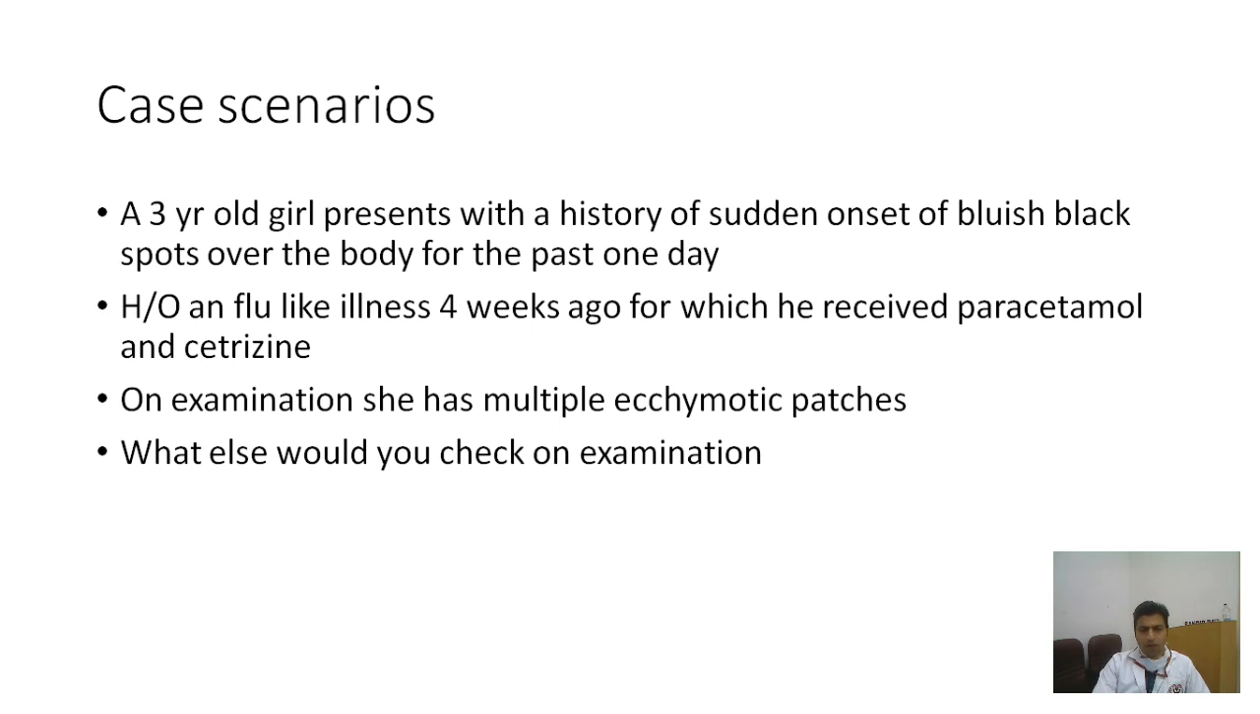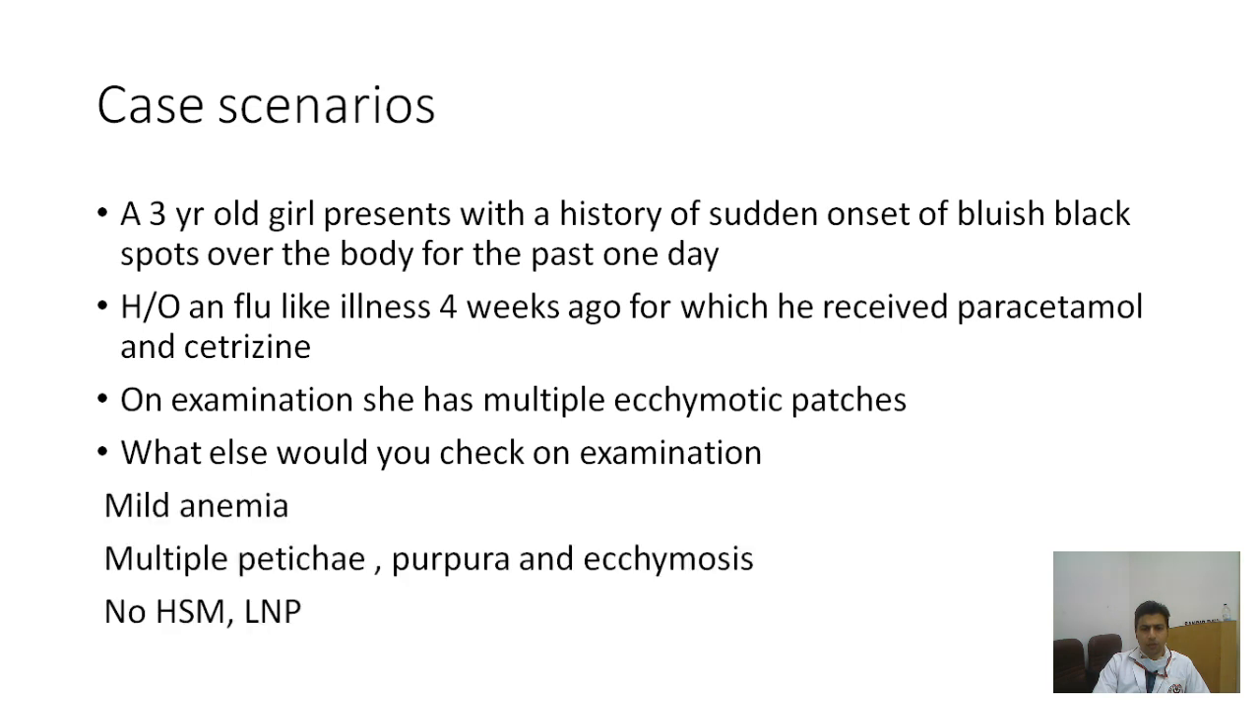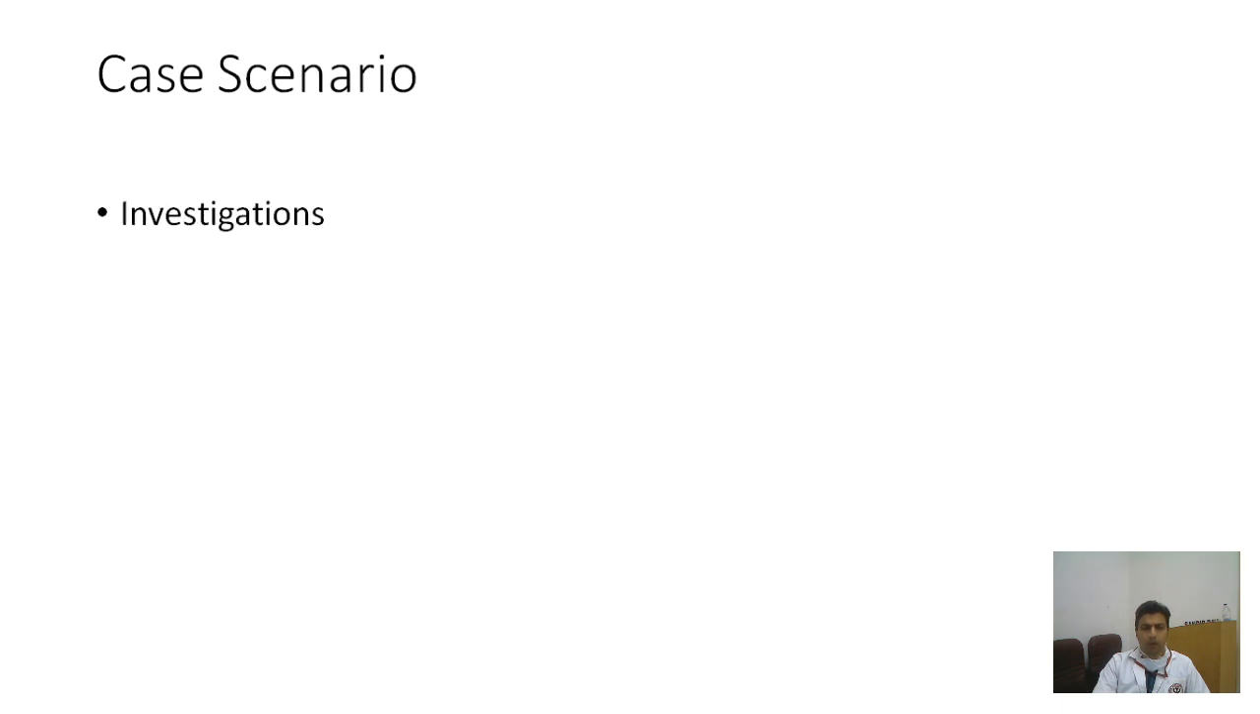On examination, she has multiple ecchymotic patches. What would you like to check on examination? The answer would be, you would like to see whether this child also has any hepatosplenomegaly or bony tenderness, in which case you need to exclude malignancy. Otherwise, this is a typical scenario of immune thrombocytopenic purpura. The child also had mild anemia and multiple petechiae, with no hepatosplenomegaly or lymphadenopathy.